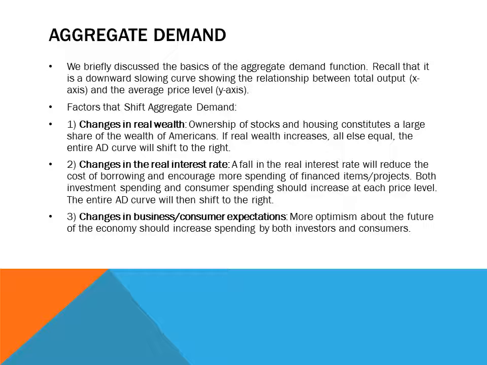or to the right. The first factor which will influence the aggregate demand function is changes in real wealth. For example, ownership of stocks and housing constitutes a large share of the wealth of the average American. If real wealth increases, all else equal, the entire aggregate demand curve will shift to the right. If the opposite occurs, the aggregate demand curve will shift to the left. This is because it changes the amount that investors and consumers wish to buy at every price level. Therefore, we have to represent this change by a shift in the entire curve.